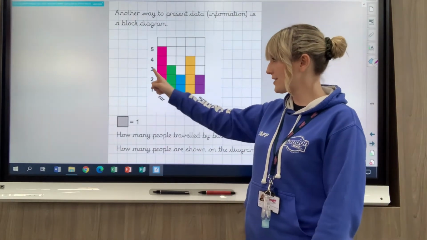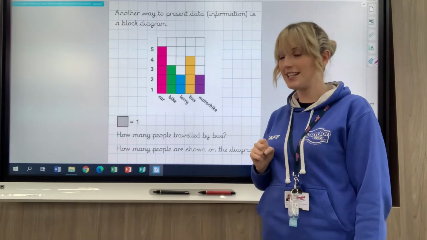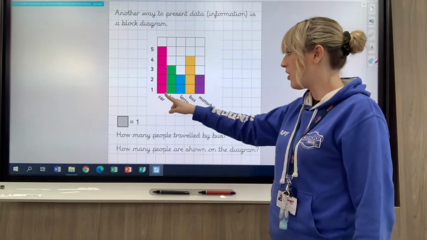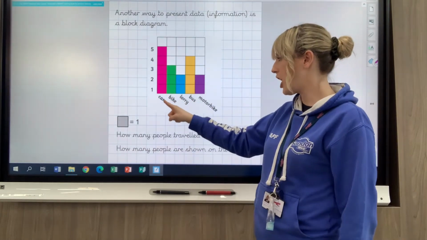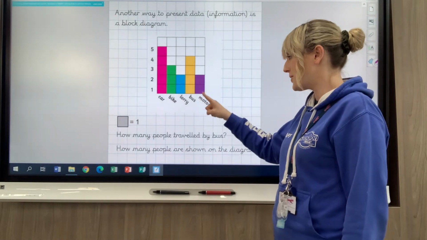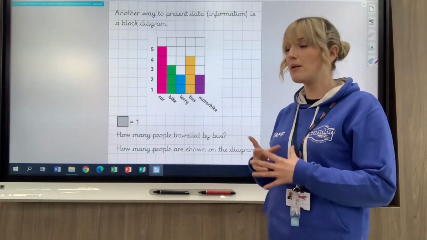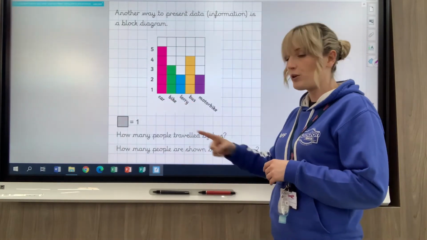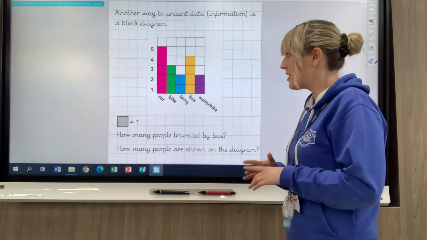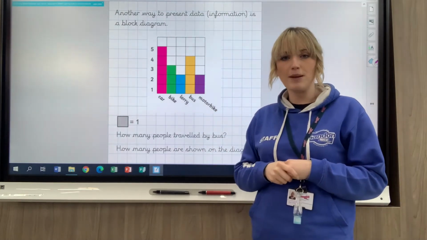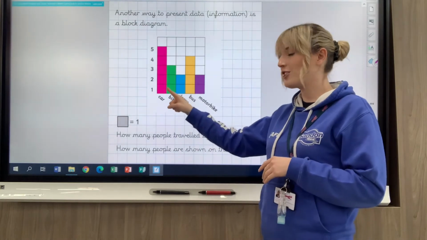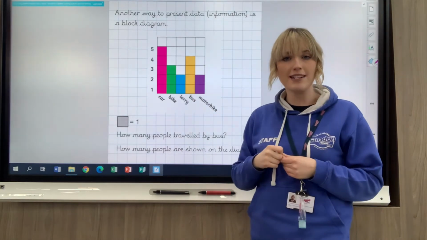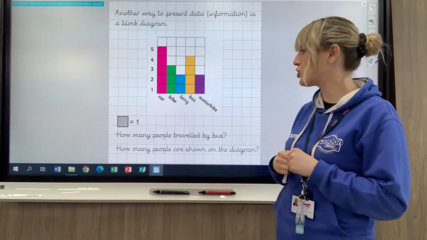And there's numbers going up the side, going up the y-axis. And along the x-axis, along the bottom axis, we've got all of the different transport. So we've got car, bike, lorry, bus, motorbike. Okay, so we can have a block diagram to show any information. So the labels will be different on different diagrams. So you could have a block diagram showing people's favourite dessert, and you might have cheesecake, ice cream, cake. So you'd have different labels depending on what information you're showing.